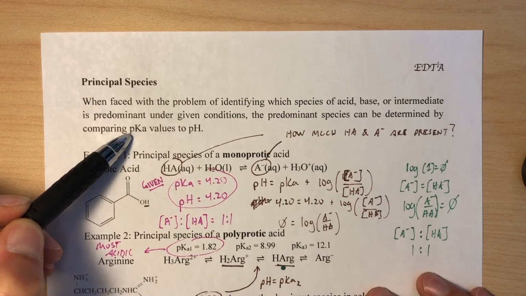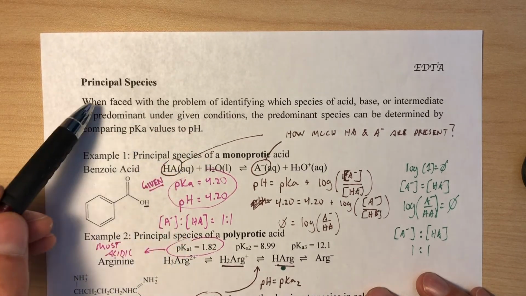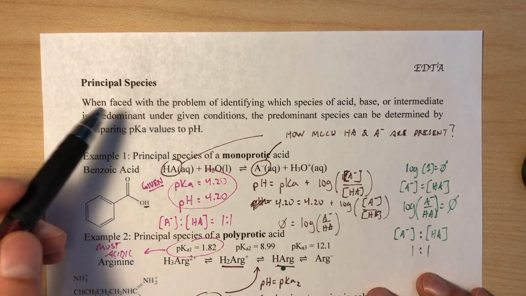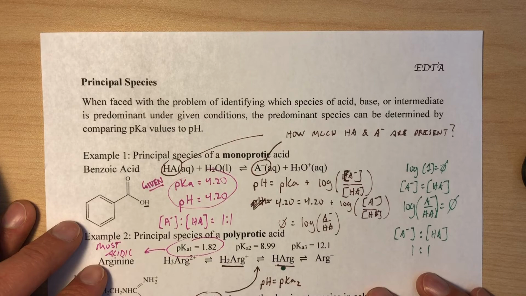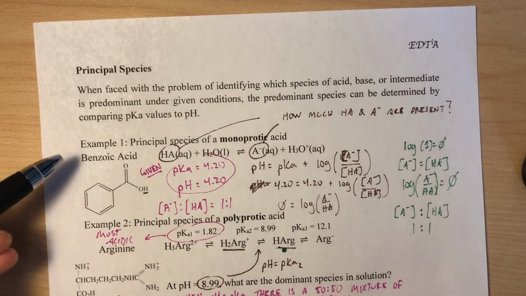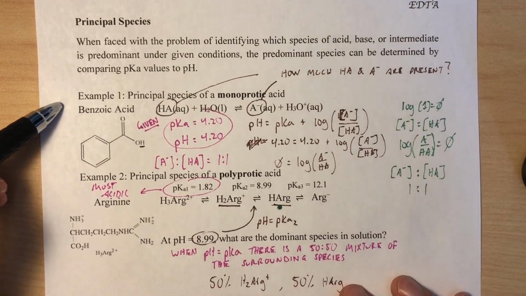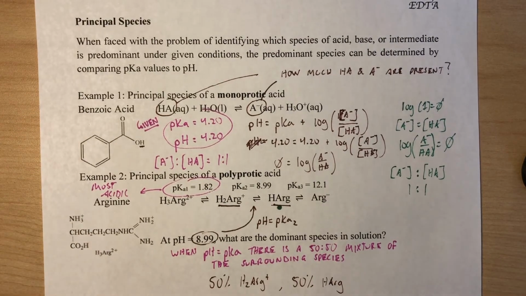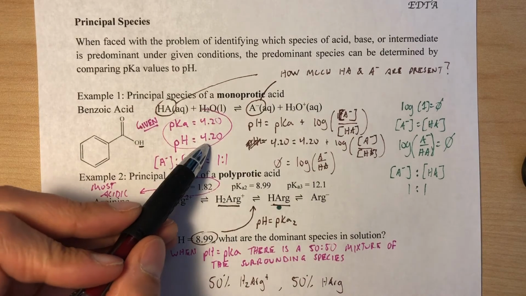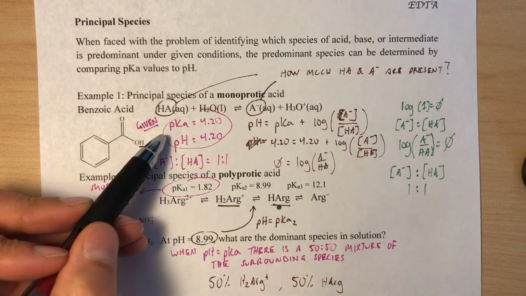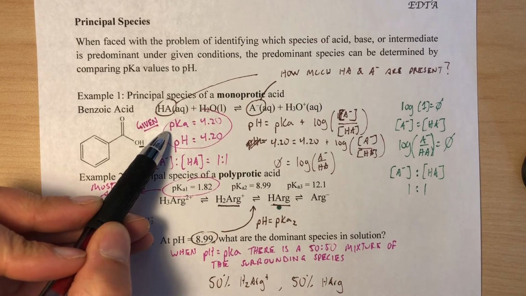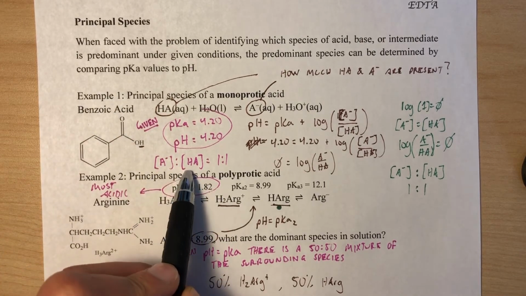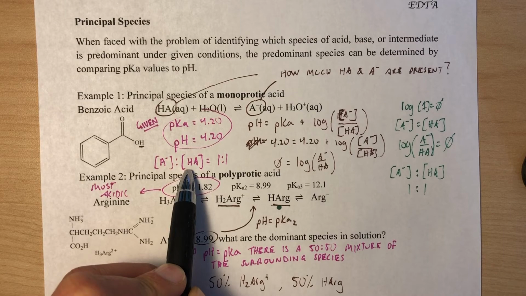Because once we have polyprotic species, we have a lot of compounds that are in solution and are in equilibrium with one another, so it can be difficult to figure out which one there is the most of. So for example, we're going to take a look at the principal species of a monoprotic acid. For this example, benzoic acid. If we are at a pH that is equal to 4.20, and our pKa for this reaction is also 4.20, what ends up happening is that A- and HA end up in a 1-to-1 molar ratio.